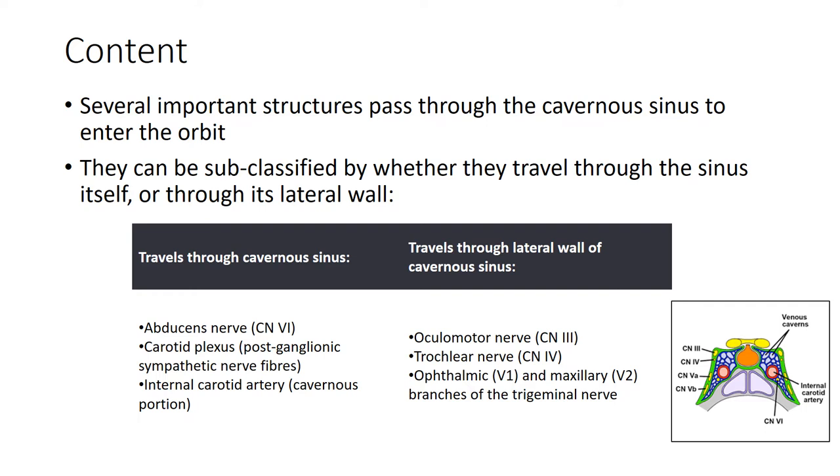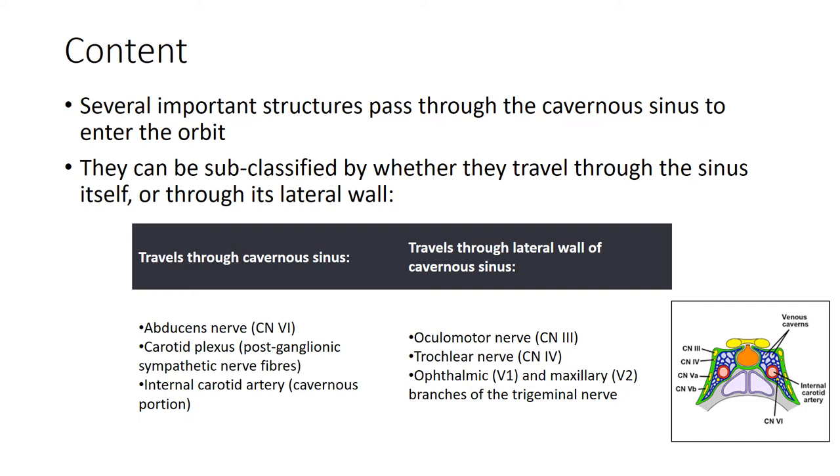So there are several important structures that pass through the cavernous sinus to enter the orbit. These can be subclassified by whether they travel through the sinus itself or through its lateral wall. Those structures that travel through the cavernous sinus are the abducens nerve, cranial nerve number 6, the carotid plexus, which is the postganglionic sympathetic nerve fibers, and the internal carotid artery.